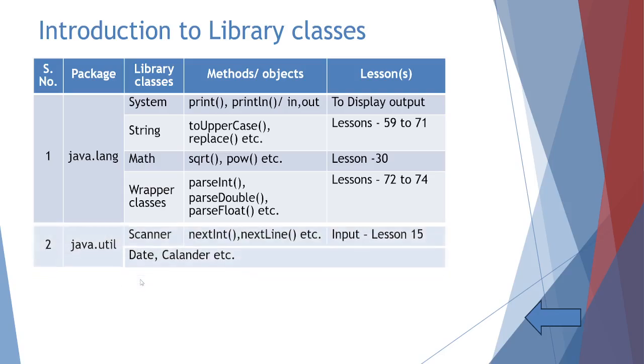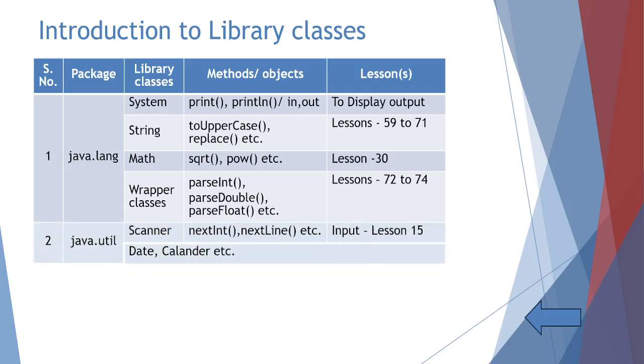Then the other package is java.util. We have already learned scanner class from that. And other library classes are date, calendar, etc. Scanner class takes input, next in, next line, next float, next double, etc. are the methods. And this scanner class we have used to take input so far, and I have discussed scanner class in lesson 15.